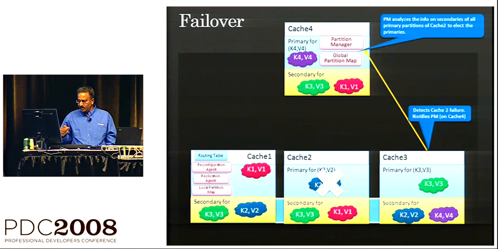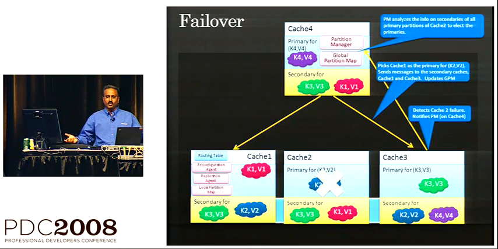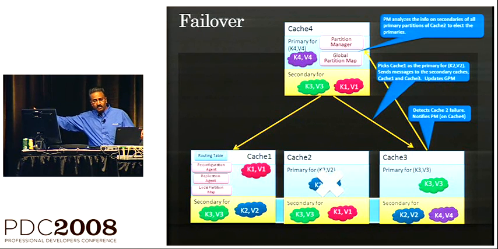So in this case, it says, hey, it could be cache 1 or cache 3. Both of them have copies of the data. And then it picked cache 1 as the next primary, sends messages to all the secondaries saying that, hey, from now on, cache 1 is the primary. And then it updates that information into the partition map. Now, we don't know how far the data items are up to date. Because we support quorum-based protocols, it is possible that cache 1 may not have up-to-date data. In fact, cache 3 might have up-to-date data.